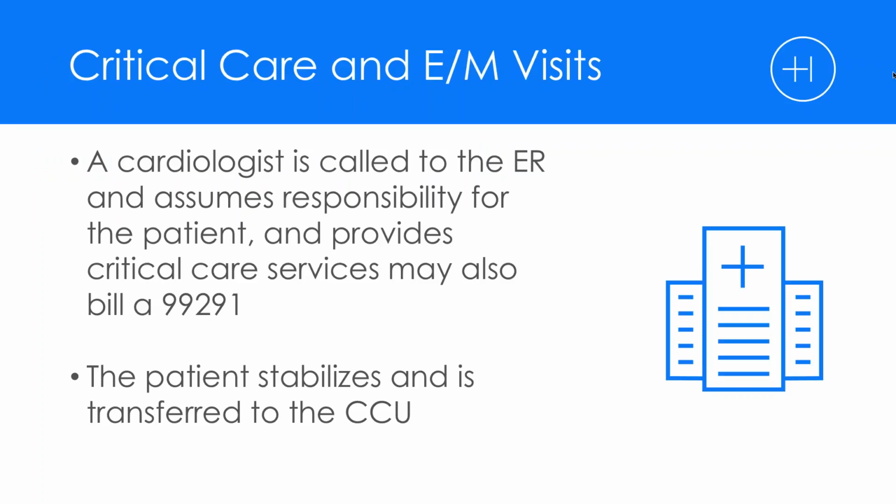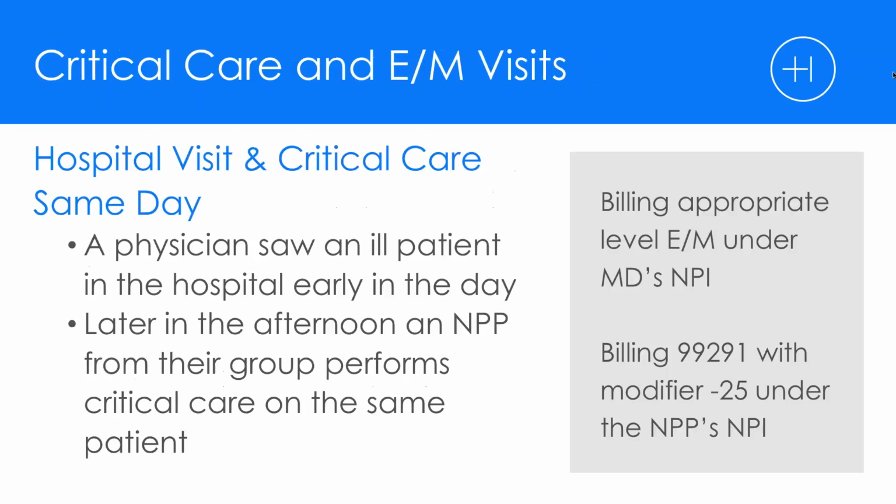An example here: a cardiologist might be called to the ER to assume responsibility for a patient, provides critical care services, and may bill a 99291. The patient stabilizes and is transferred to the critical care unit. All right, and so you get to report that code. You don't report both. You report one.